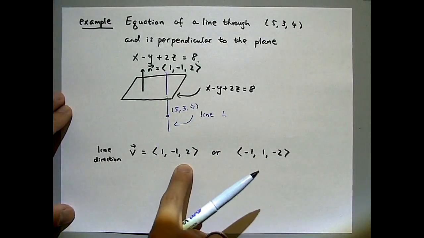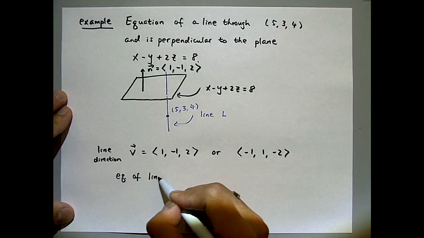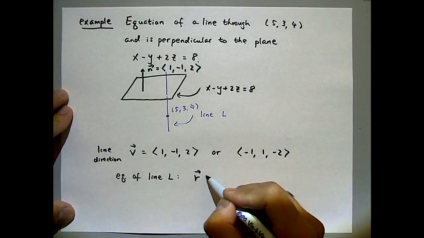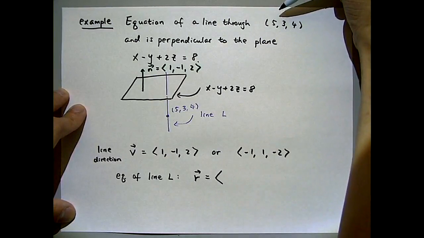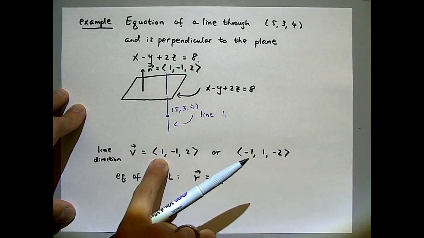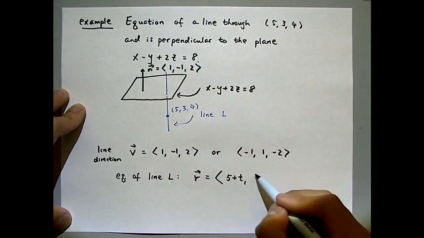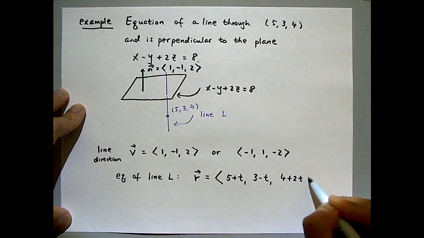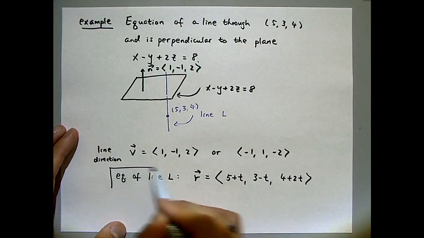So let's work with this one. It really doesn't matter, right? And therefore, the equation of the line, looking at the previous page, if you haven't memorized the form, the x component is the x value of the point plus the x component of the direction. So 5 plus 1t, and then 3 minus 1t, 4 plus 2t. Okay, so that's the equation of this line. That's not too bad.